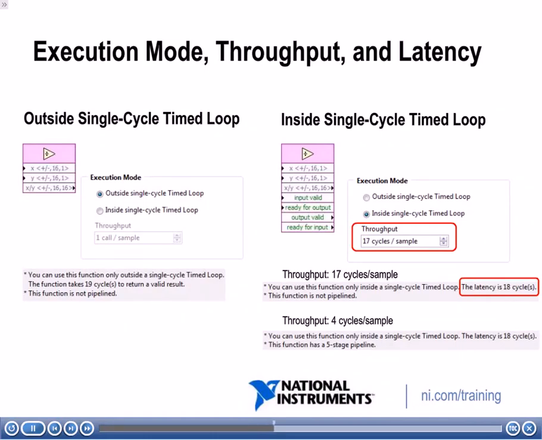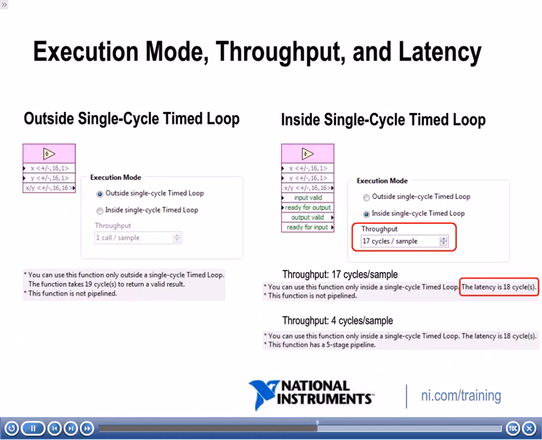If you take a look at this particular example, notice that in red, you see a setting there for throughput. You can adjust that for different throughputs. So for example, on the slide, you see that it is set to 17 cycles per sample. And if you look at the bottom there, notice that there is a throughput of 17 cycles per sample, and the note that goes with it is that the latency is 18 cycles. So you can see that through this configuration, you can figure out what the throughput and latency is going to be depending on your settings.